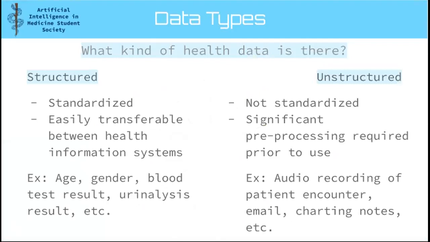There are a bunch of ways that you can categorize data types. One of the really useful ways that is usually referred to in medicine is structured and unstructured data. Structured data is standardized data. It's very easy to transfer between health information systems, for example age, gender, and blood test results. Unstructured data is not standardized, and in order to put it from one health information system to another, there have to be a lot of pre-processing steps. This is like raw audio recordings of a patient encounter, or emails, or charting notes. Those are all examples of unstructured data types.